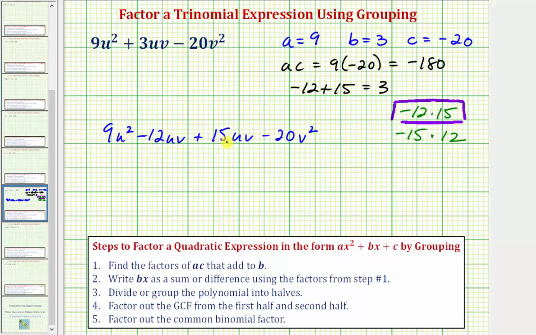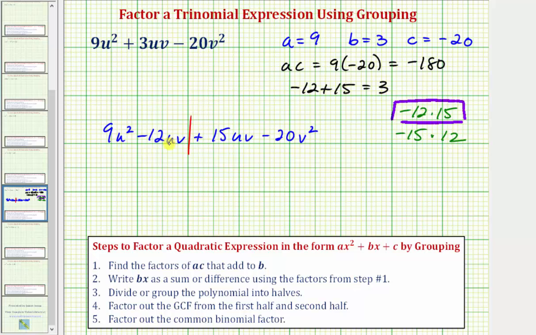Again, notice how the sum of these two middle terms still is 3uv, but now we have an even number of terms, which we need in order to factor by grouping. And the factor by grouping technique is outlined in the next 3 steps. So step 3, we divide or group the polynomial into halves, which means because we have 4 terms, the first 2 terms form the first group, or first half, and the second 2 terms form the second group, or second half.